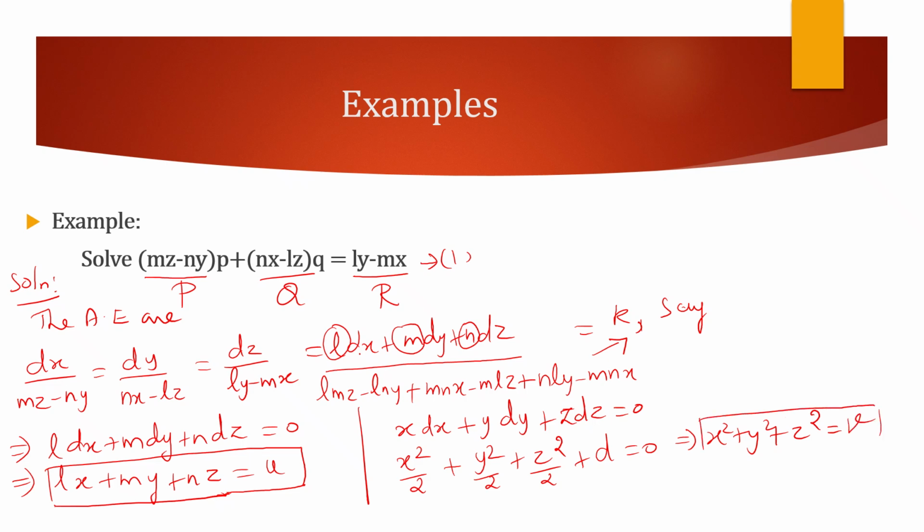So now I can write our general solution as f of Lx plus My plus Nz comma x squared plus y squared plus z squared is equal to 0. Hope you understand these concepts.